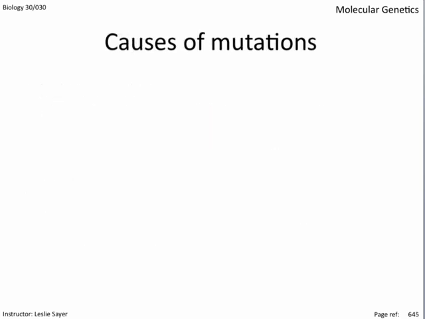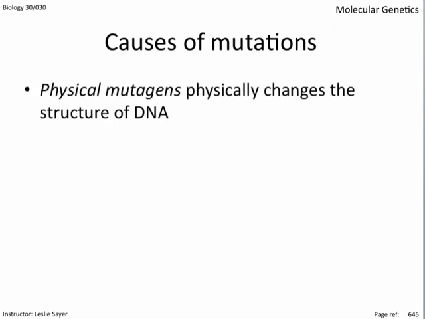Spontaneous mutations occur due to molecular interactions within the cell, usually caused by enzymes pairing incorrect bases during DNA replication. Induced mutations are due to exposure to mutagens, of which there are two general categories. Physical mutations physically change the structure of DNA.